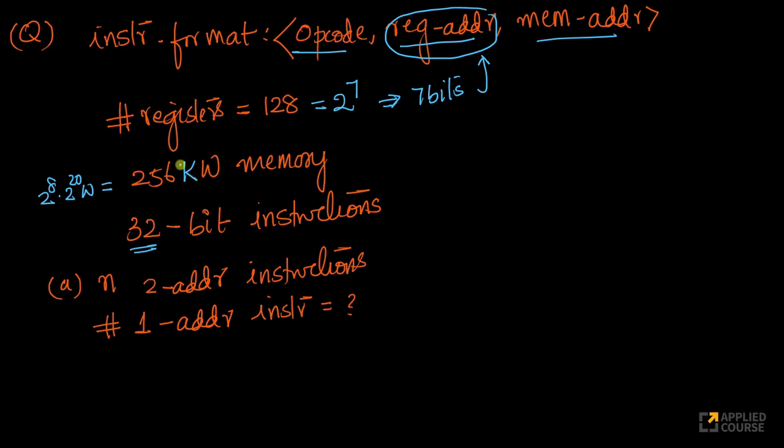It should have been kilo words. If it is kilo words, what happens here? This becomes 10. So this becomes 2 power 18, which means for the memory address, the memory address will need 18 bits.